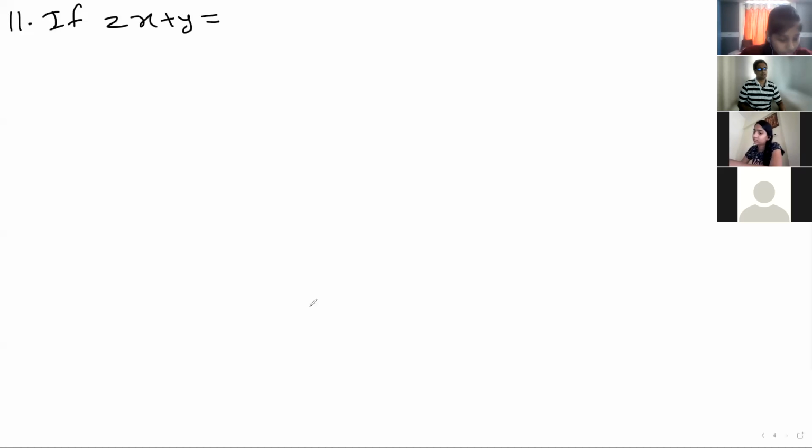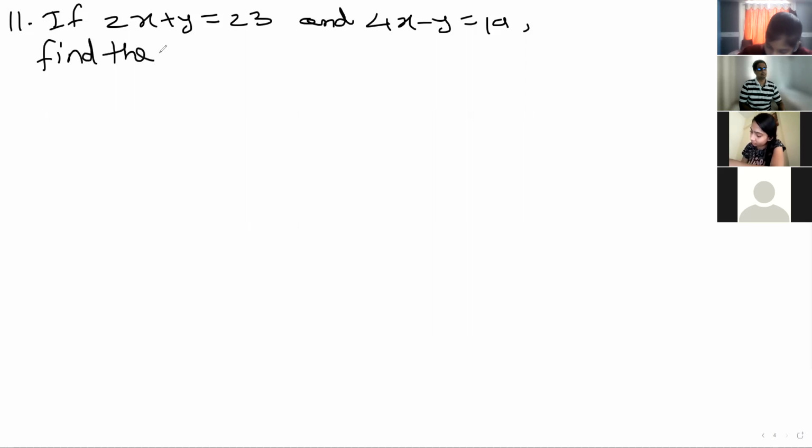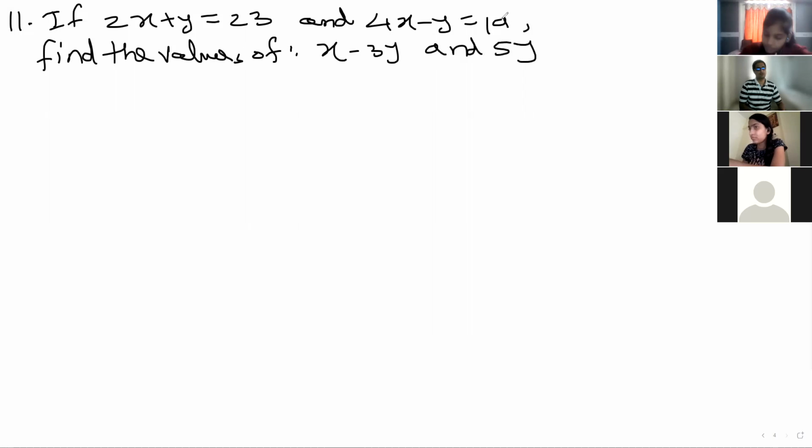If 2x plus y is equal to 23 and 4x minus y is equal to 19, find the values of x minus 3y and 5y minus 2x. Okay, so you have to follow the same steps.